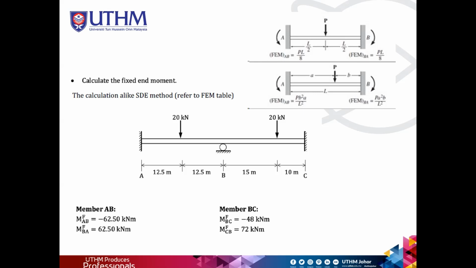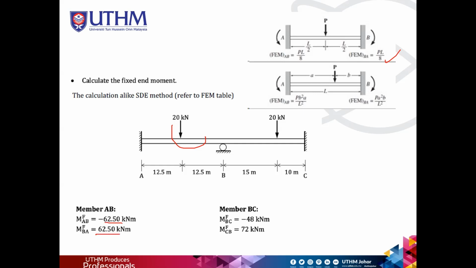So we have two values of the moments of FEM. This one is at the center. Okay, so that's why you need to look at PL over 8. For PL over 8, P is 20, and then times the length of the beam, which is 25, and then we divide by 8. So we have 62.5.